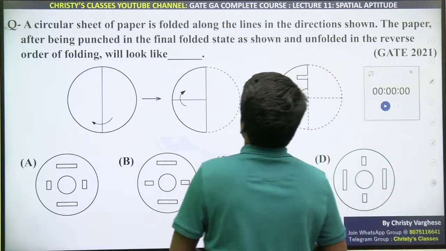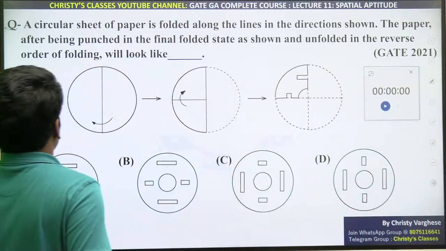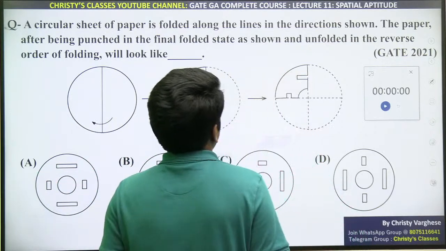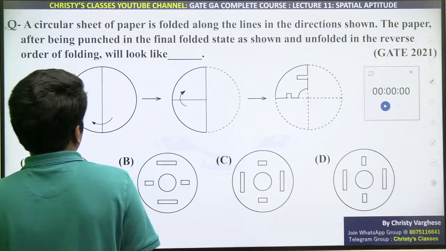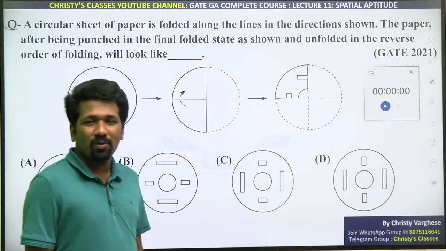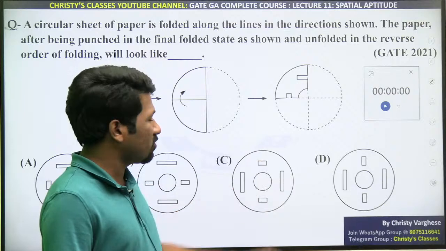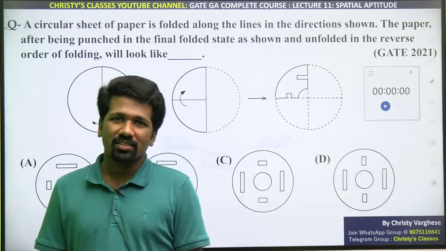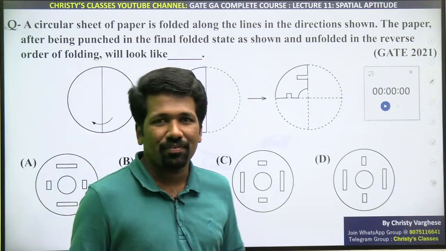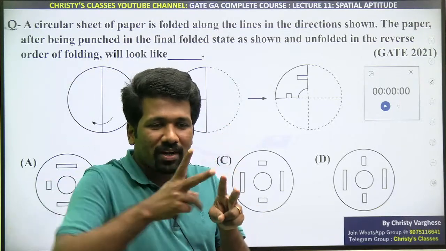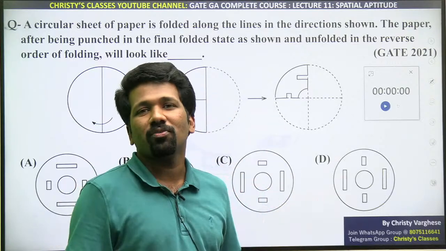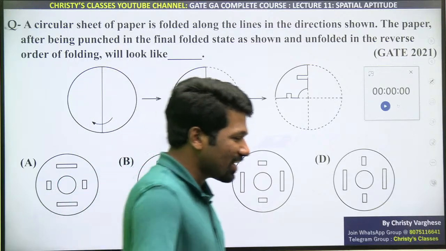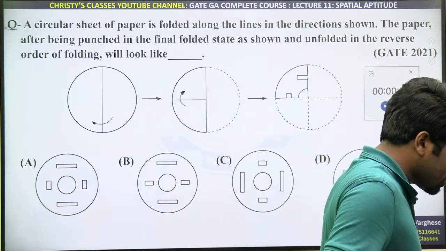The circular sheet of paper is folded along the lines in the direction shown. The paper, after being punched in the final folded state as shown and unfolded in the reverse order of folding, will look like. Yeah, as I told those people who are interested in origami and all, this question will be very relatable. Have you tried this sometime or the other? In school days at least, when we were kids, we used to fold the paper and cut it some way that when you open it, you will see a very good design and you will be very happy. So that same idea is asked, but as an aptitude question.